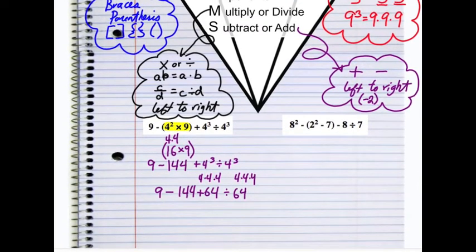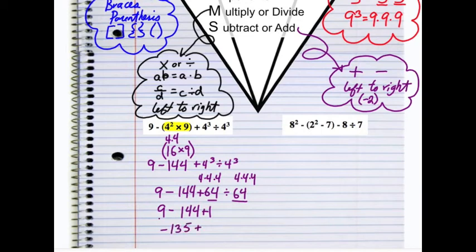The next step of GEMS is to multiply or divide. I only have one division piece in this problem, so I'm going to do that first. 64 divided by 64 is 1. Bring down the rest of my problem. 9 minus 144 plus 1. The last part of GEMS is to subtract or add, and remember I need to do this from left to right. So first I need to say 9 minus 144, and that's going to be negative 135.